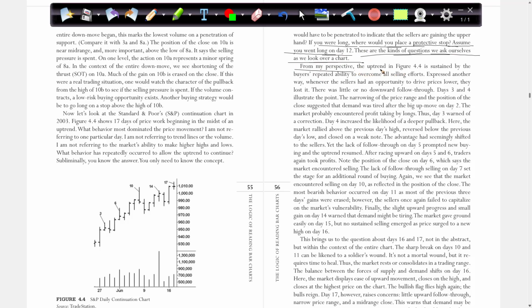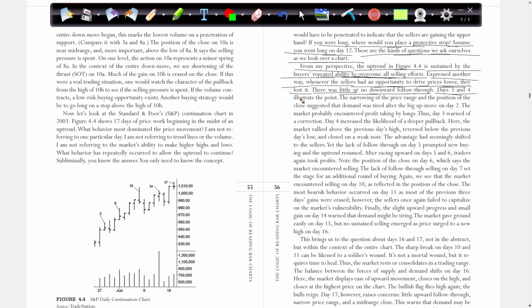From my perspective, the uptrend in figure 4.4 is sustained by the buyers' repeated ability to overcome all selling efforts. Expressed another way, whenever the sellers had an opportunity to drive prices lower, they lost it. There was little or no downward follow through.